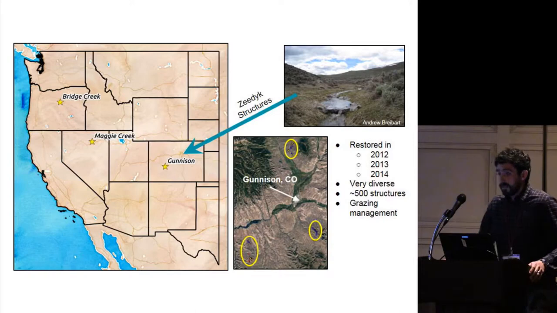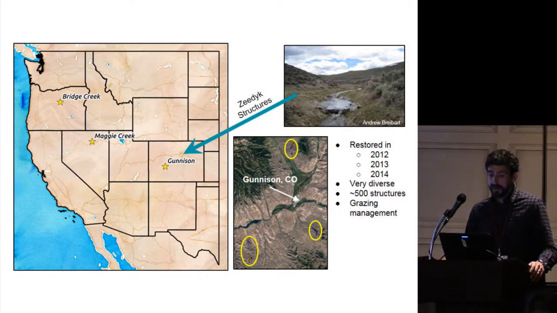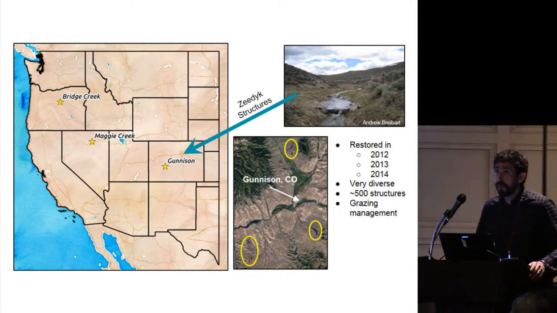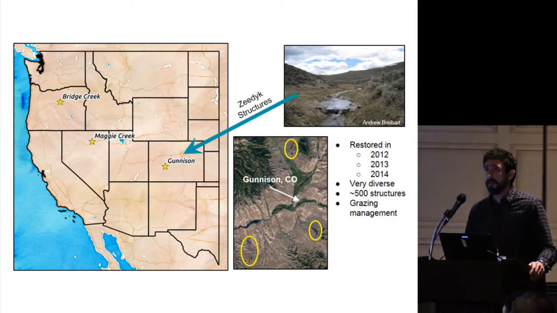Okay, so Gunnison. This is a project that started restoration in 2012. It's been ongoing since then. I looked at the oldest structures, so the ones that were installed in 2012, 13, and 14. These structures at the time were about 500. I think they're over 1,000 now, and several different locations around the Gunnison area. And as I mentioned, it also includes some of those drift fences that we heard about from Nathan affecting grazing management.